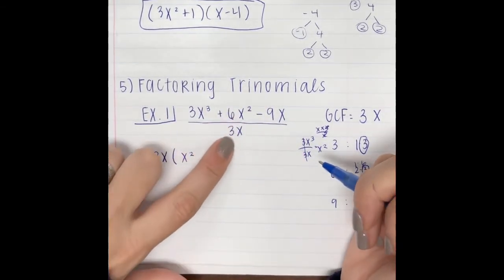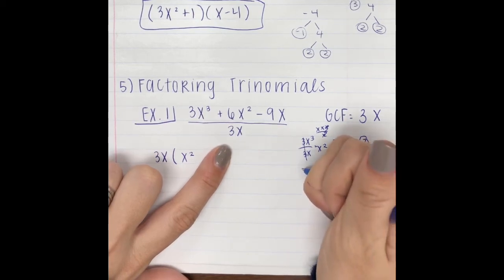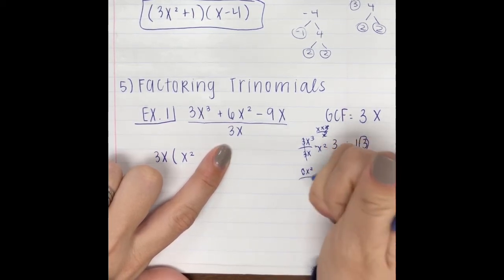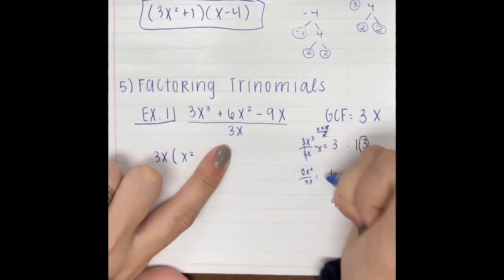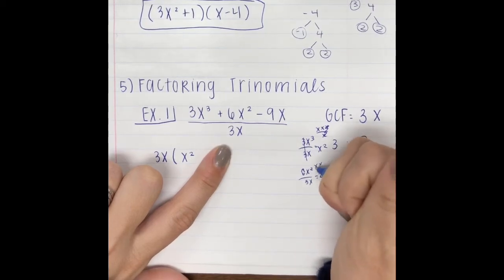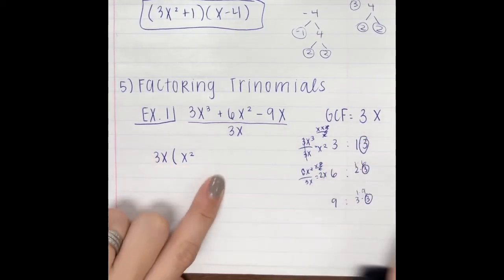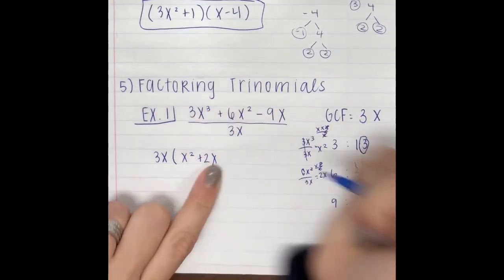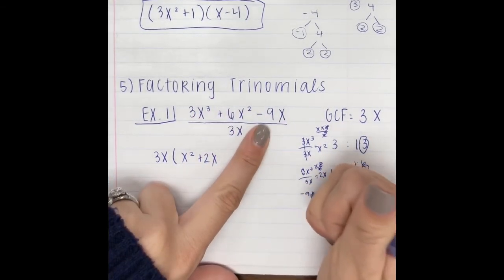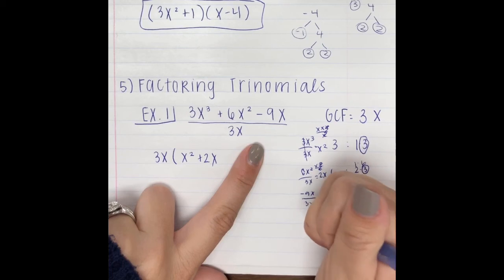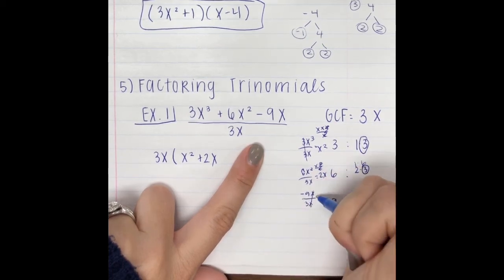Next we have 6x squared divided by 3x. 6 divided by 3 is 2. If you have 2 x's on top and 1 on the bottom, you're left with 1. And then we have a negative, don't forget the negative, negative 9x divided by 3x. X and x cancel. Negative 9 divided by 3 is a -3.